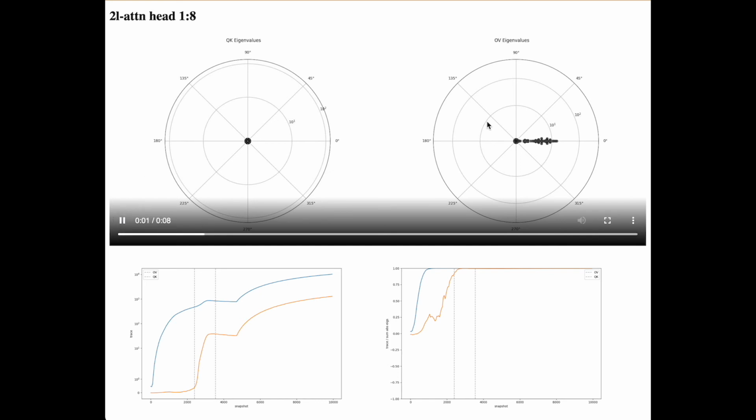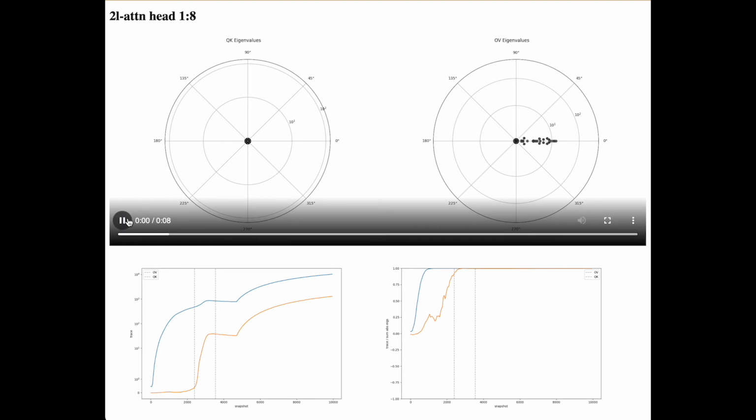So if we watch this movie, the first thing we notice is the OV eigenvalues develop, and then the QKs. So that's a bit of an interesting trend that we see also replicated in these graphs, where that copying-like behavior comes on first, and then the QKs come online.